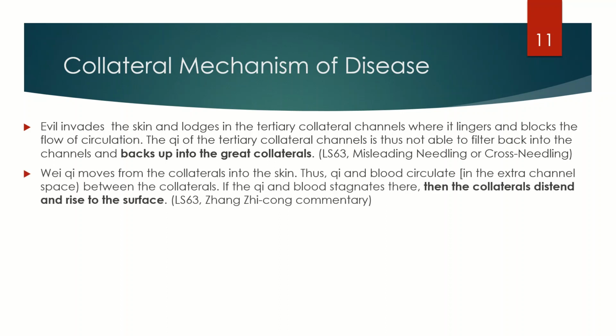And so in this case, Wei Qi moves from the collaterals into the skin. Qi and blood circulate between the collaterals, like I just said. If the qi and blood stagnates there, then the collaterals aren't flowing, right? Then they distend and rise to the surface. And so what do you get? You get spider veins and stuff like that. So this is their vision of how that happens.